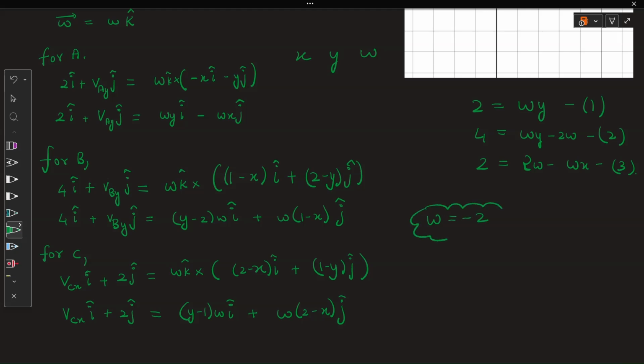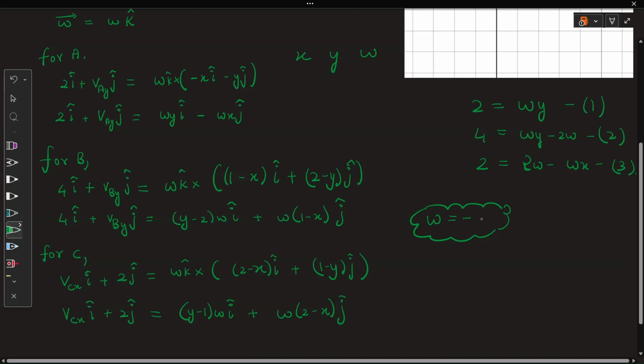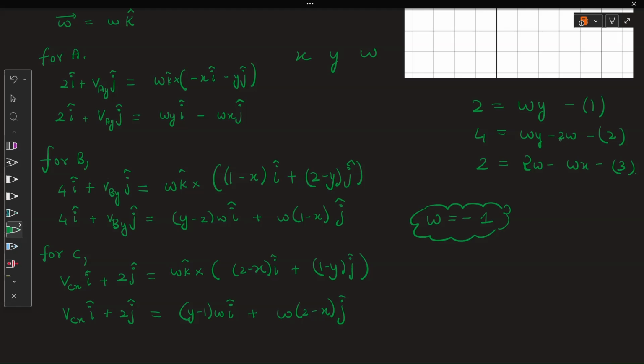This doesn't need much calculation. Omega is minus 2. Sorry, minus 1. So 2 minus of minus 2, which is 2 plus 2, 4. So omega is minus 1, and y is supposed to be minus 2, correct? So we found y.